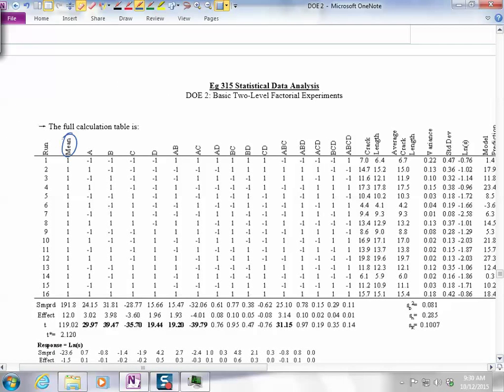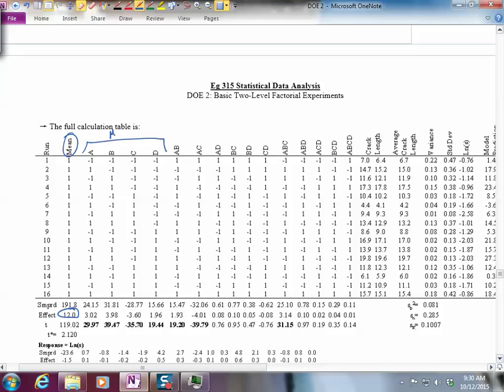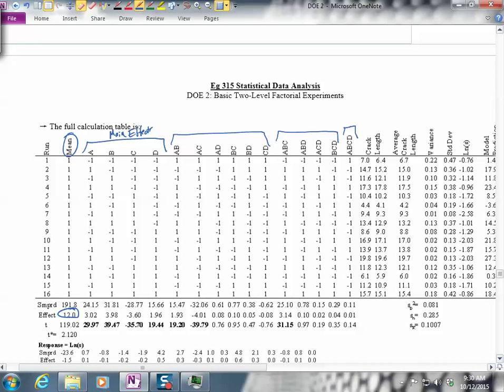So we add a column to calculate the mean. We have the 4 main effects. We have the 2-way interactions, 3-way interactions, and 1 4-way interaction. And remember how to get this column, right? To get this number, we multiplied A and B together, and so forth. So I think you know how to get all the plus ones and minus ones.